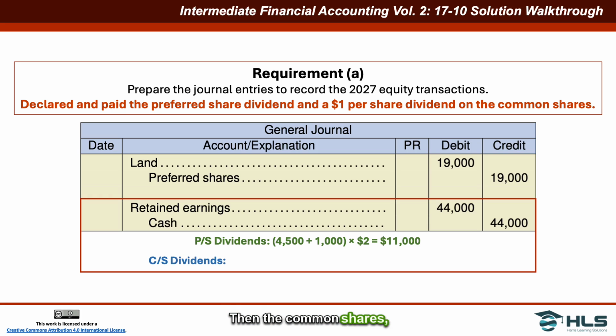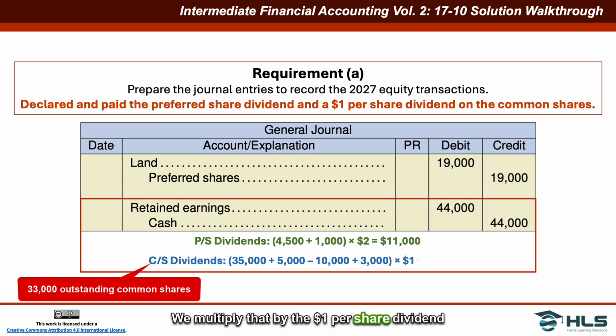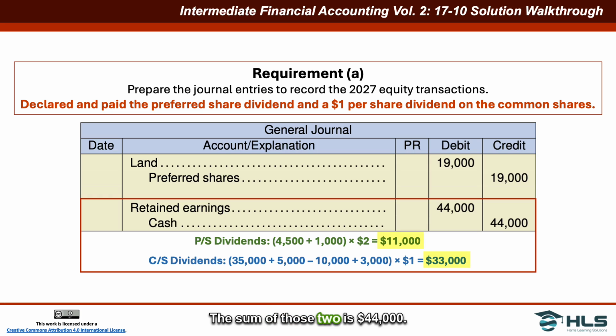Then the common shares, we go back to the very beginning, there were 35,000 shares outstanding, plus an additional 5,000 issued, minus 10,000 reacquired, plus 3,000 from the 10% share dividend. That's a total of 33,000 common shares, and we multiply that by the $1 per share dividend for a total of $33,000. The sum of those two is $44,000. So we'll debit retained earnings and credit cash.